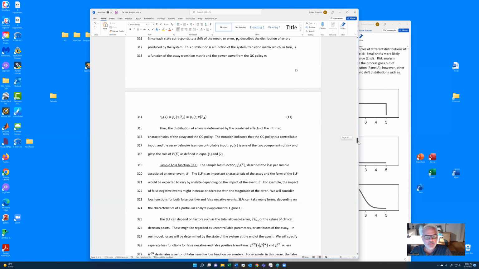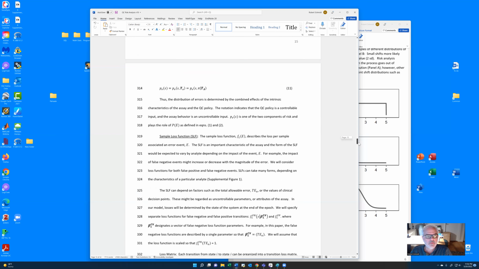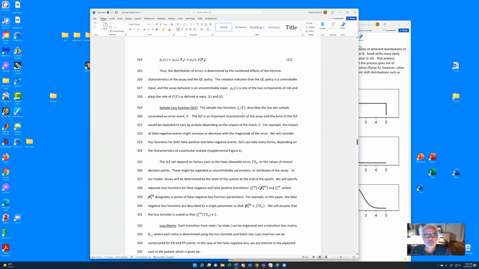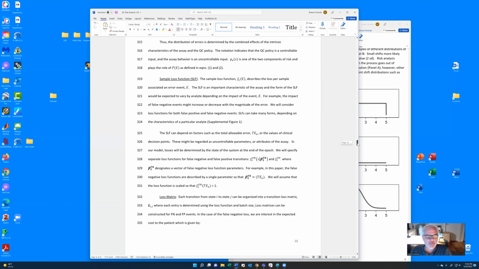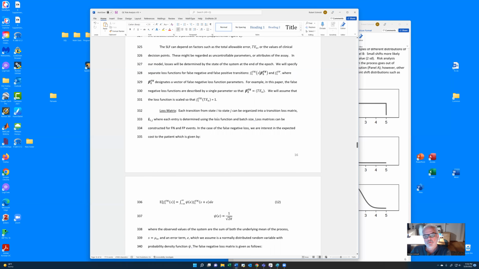So now we talk about loss functions. Those can be anything in our model. It's completely flexible. You can designate it any way you want. There are no limitations whatsoever. So a loss matrix says, what is the loss that happens when I make a transition from one state to another?